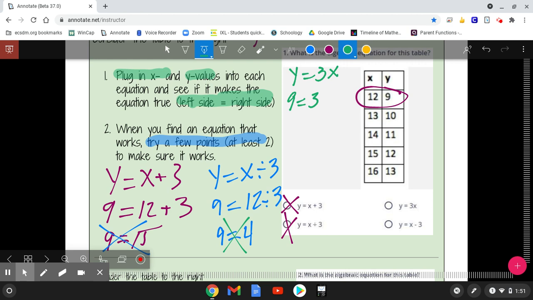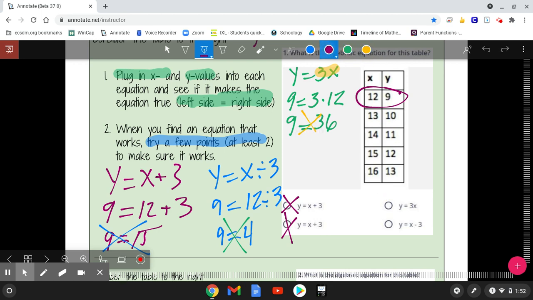What operation is happening with the 3 and the x right here? I notice the 3 and the x are attached to each other. What operation is that? That's multiplication. So we'll do 3 times 12. Now we see, is the right side equal to the left side? 9 is equal to 3 times 12, which is 36. That is not true. 9 is not equal to 36. So that cannot be our equation.